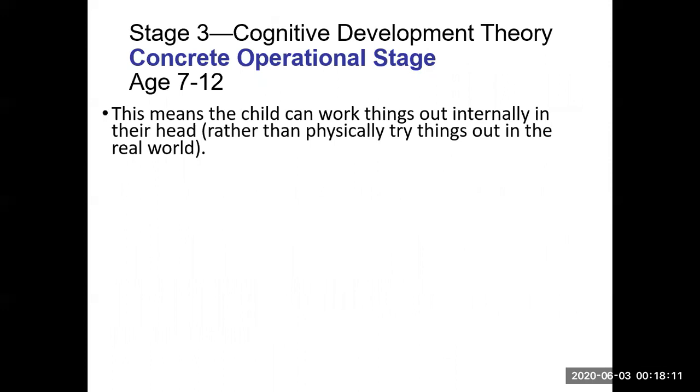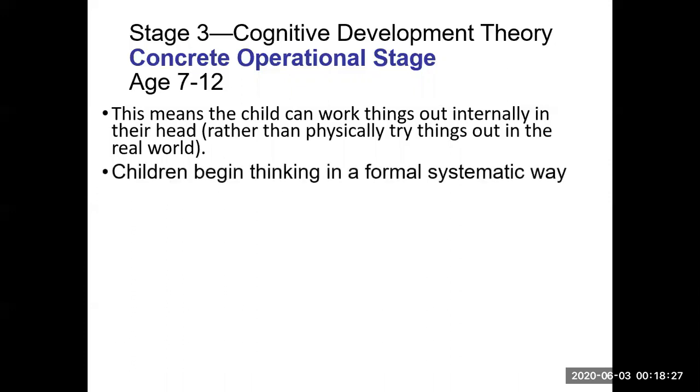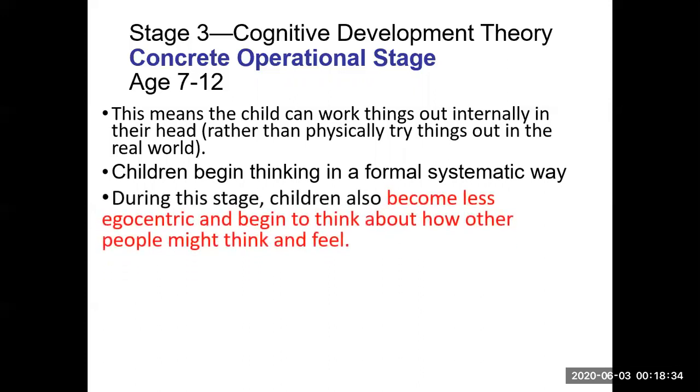And this means that a child can work things out internally in their head rather than physically trying things out in the real world. They don't understand what happened in the real world. They just internally think that it can happen. And children begin thinking in a formal systematic way. Actually, they cannot think in a fully systematic way.